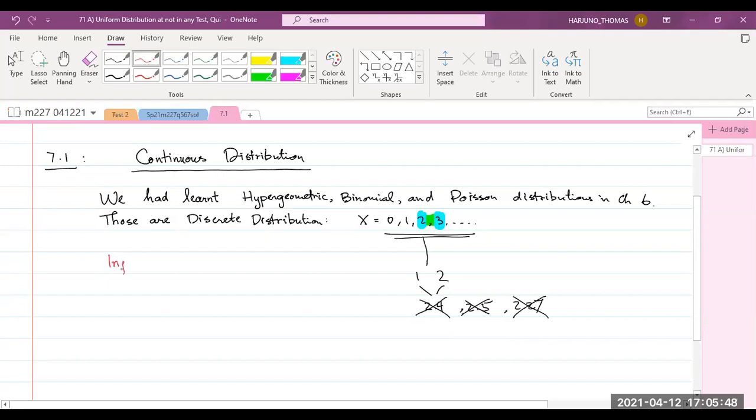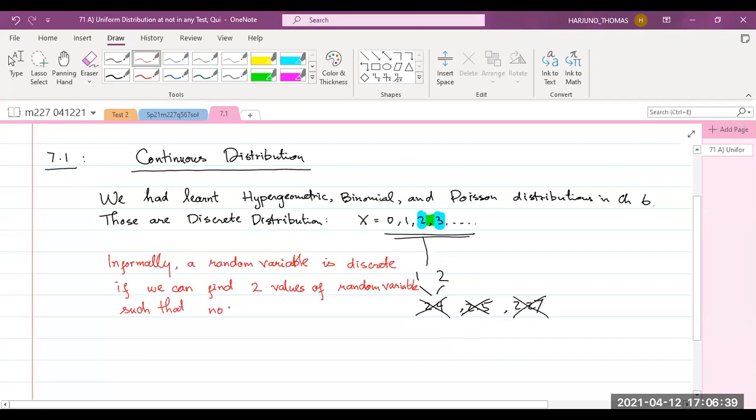Okay, that's how I define a discrete distribution. Informally, I will say it this way: a random variable is discrete if we can find two values of the random variable such that there is no value in between. Now, the difference between a discrete random variable and a continuous random variable is there.